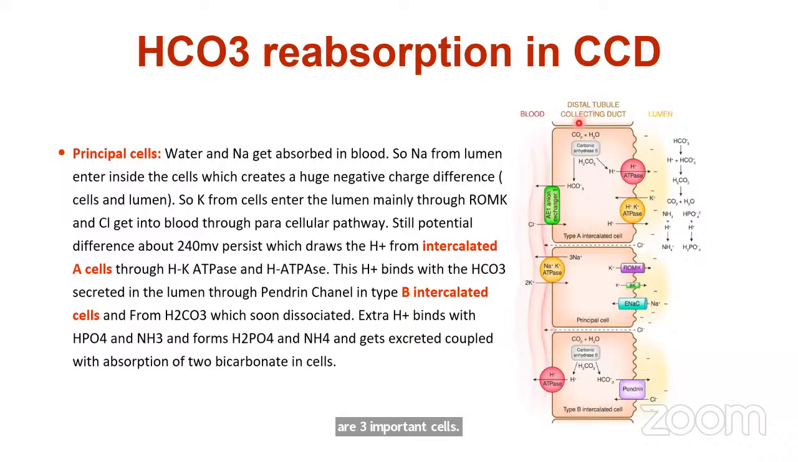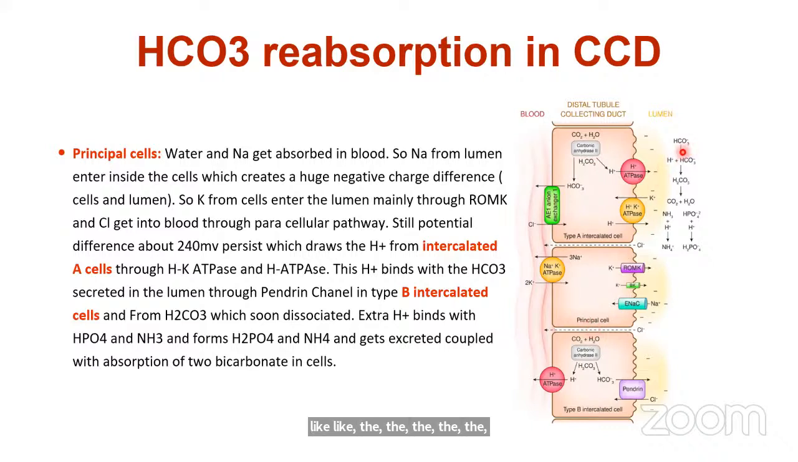The principal cells and the intercalated A cells are actually helping us to absorb sodium and water from the lumen. And the intercalated B cells, or non-A, non-B intercalated cells, work as a chloride-bicarbonate exchanger: they excrete bicarbonate into the lumen in exchange for chloride absorption.